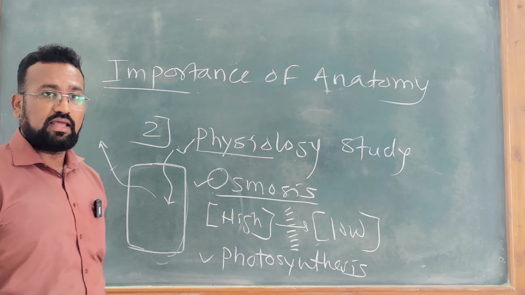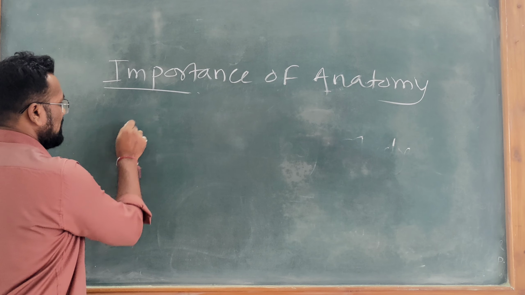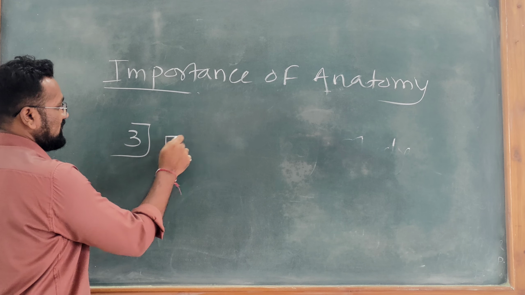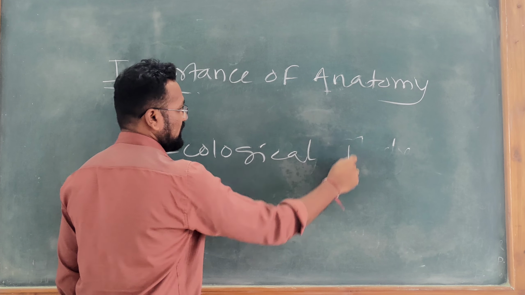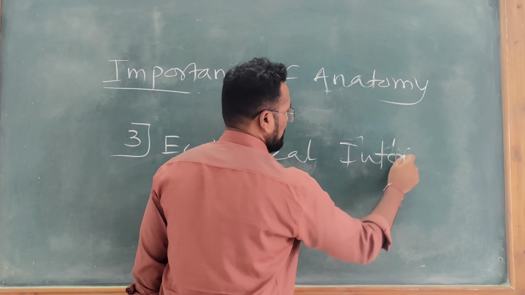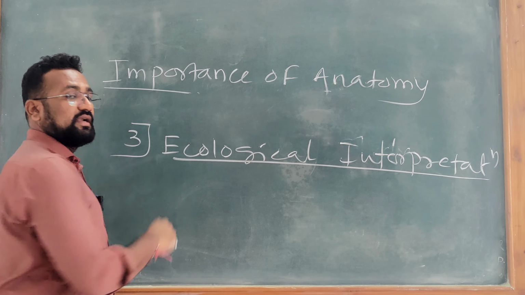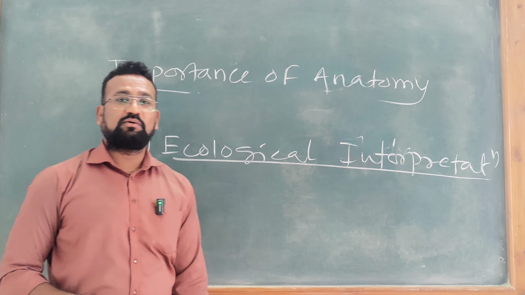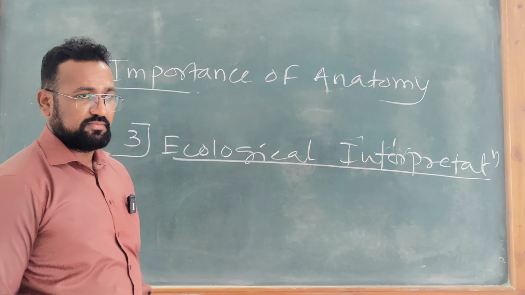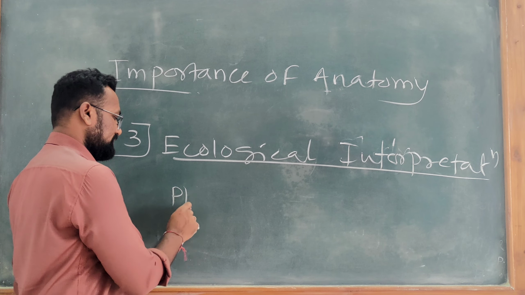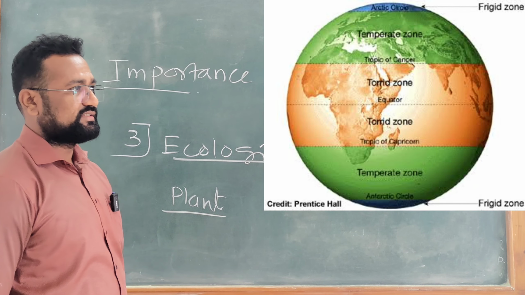We will be moving to the third application. After looking at two applications, the third application of anatomy is understanding of ecological interpretation. So what do you mean by ecological interpretation is the question. Ecological interpretation is a very easy concept where you have plants on this planet Earth, as I have highlighted on this image.